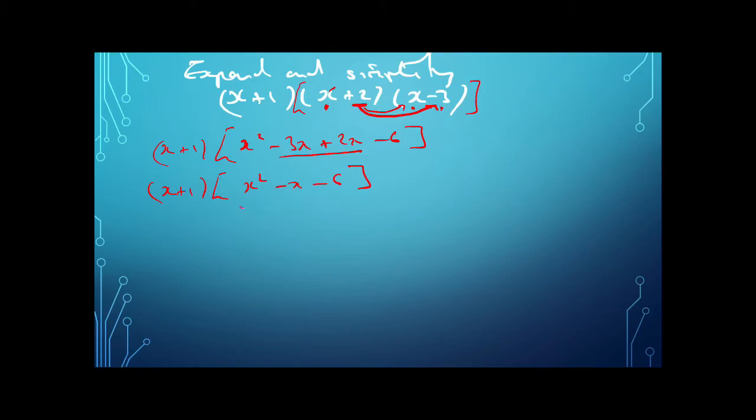Now we're going to multiply this first by x and then by 1. So x times x squared is x cubed. x times negative x is negative x squared, and x times negative 6 is negative 6x. Now we're going to do 1 times x squared, which is x squared, 1 times negative x, which is negative x, and then finally 1 times negative 6, which is negative 6. Let's collect the like terms. Negative x squared plus x squared, no x squared, minus 6x minus x is minus 7x, minus 6.